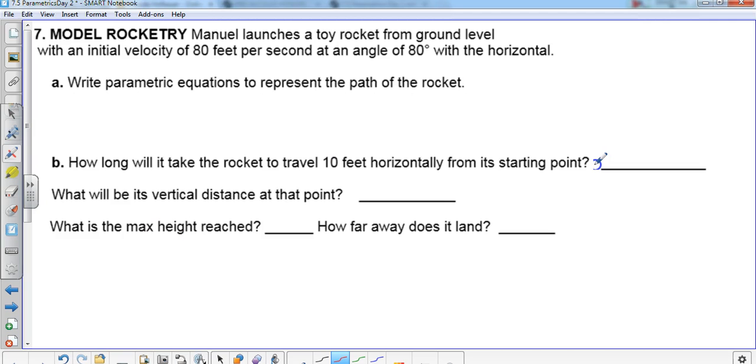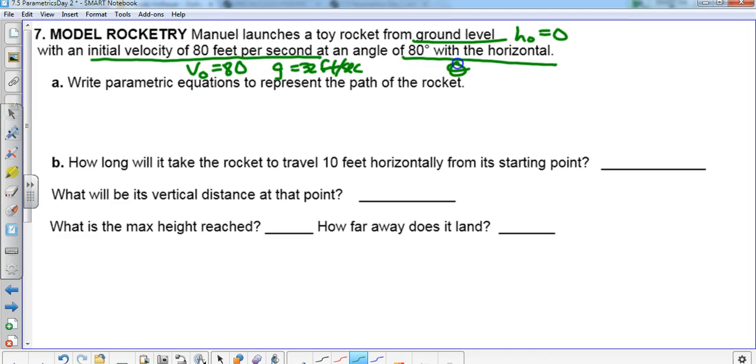All right. Here's our question. Manuel launches a toy rocket from ground level. So what's our initial height? With an initial velocity of 80 feet per second. So that tells us two things. V sub 0 is 80. And because it's feet per second, our gravity is 32 or -16 t squared. All right, at an angle of 80 degrees with the horizontal, that's our theta. Now, I wish it wasn't 80 and 80. I should have changed this question, but it is, so we're going to live with it.